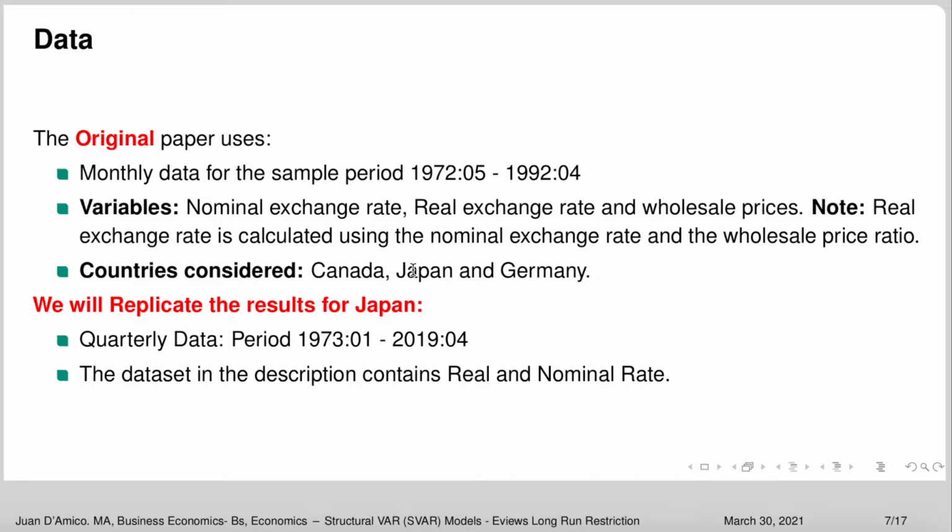But for the purpose of this video, I'm just going to be replicating the results for Japan. I'm going to be using quarterly data instead of monthly data, and I'm going to be extending the period until the year 2019. The dataset is in the description of the video. Please feel free to download it. I have already cleaned and worked on the dataset, and I have already put for you the real and the nominal rate. But if you have any questions on how to get to this dataset, just feel free to email me, and I can definitely give you some instructions on how to prepare it, okay?